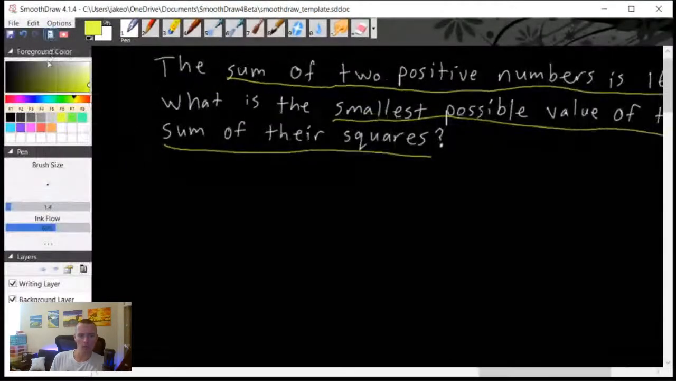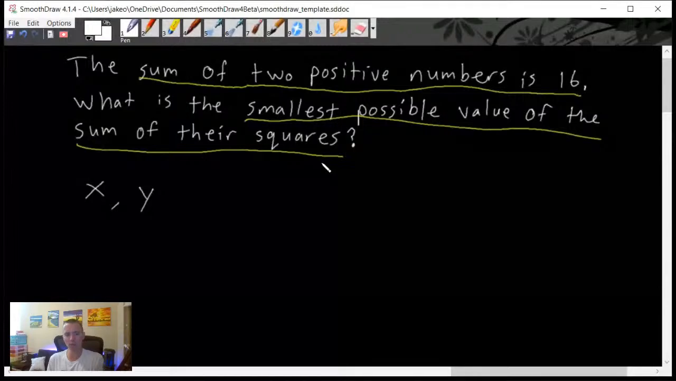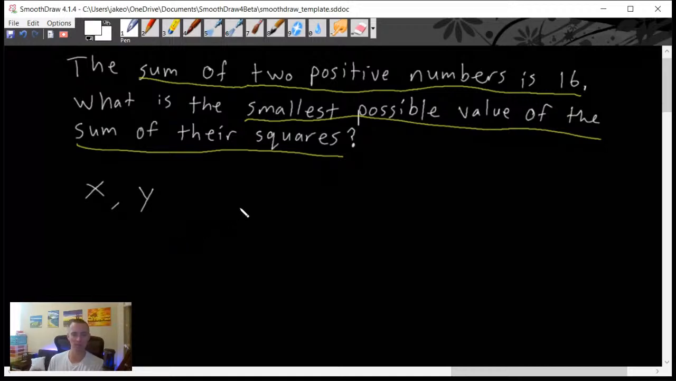Right off the bat, we know we have 2 positive numbers. We don't know what they are, but we can just say x and y. We know they're positive, we know their sum is 16, and we know what we're looking for: the sum of their squares. That's really all we want to figure out for step 1. Step 2 normally would be to draw a picture. In this case, we don't really have something that can be drawn. A lot of times that's going to be describing a geometric shape, or a variety of other things, but there's not really anything to draw here. So we can skip our second step.